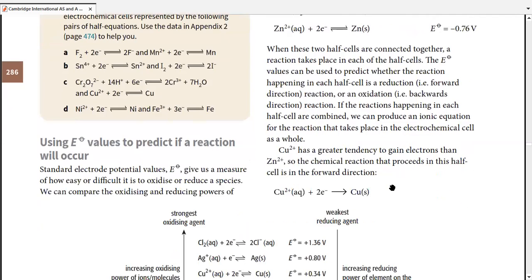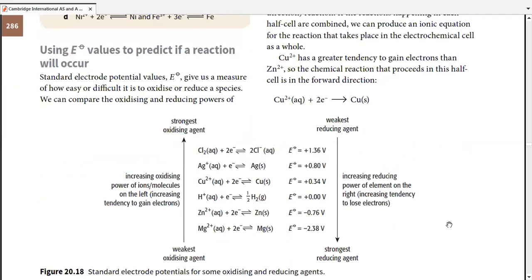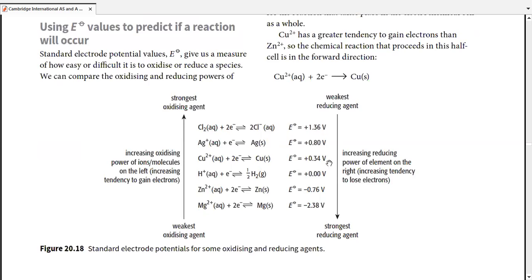Okay? For example, copper has a greater tendency to get reduced, I mean to gain electrons, and zinc has a better tendency to lose electrons, I mean oxidize. Okay? So the chemical reaction that proceeds in this half cell in the forward direction is this one. Copper ions plus electrons give us copper solid, right? So that's why we use these reactions and we write them like this. See, are we clear with figure 20.18? If you have any questions, ask.